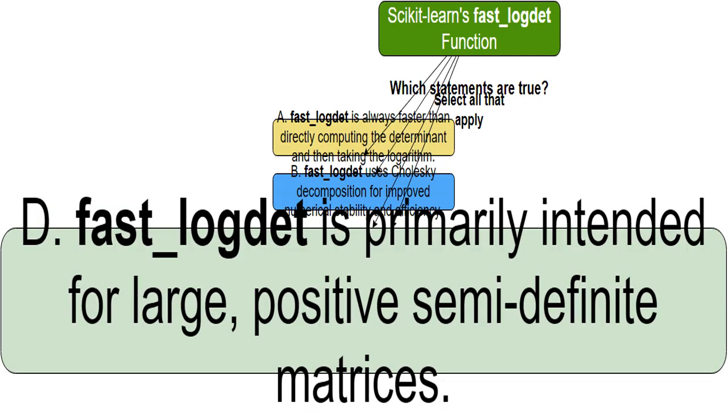This is true. The Cholesky decomposition works best, and most efficiently, with positive semi-definite matrices, where all eigenvalues are non-negative. While it might work on other matrices, fast_logdet is optimized and designed primarily for this type of large matrix. It's like having the right tool for the right job. A hammer is great for nails, but not so much for screws.